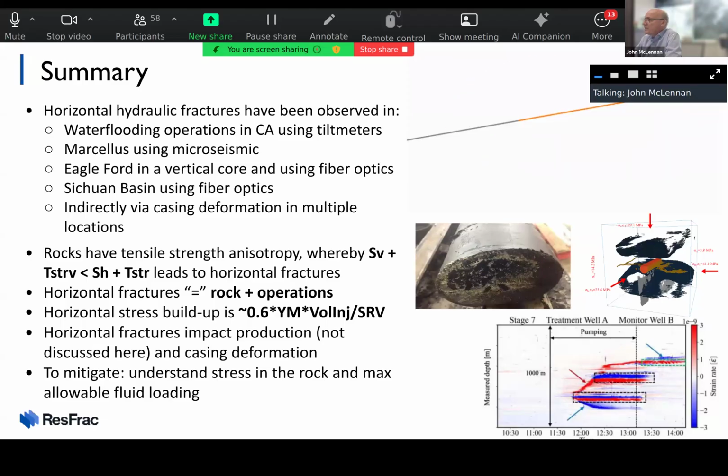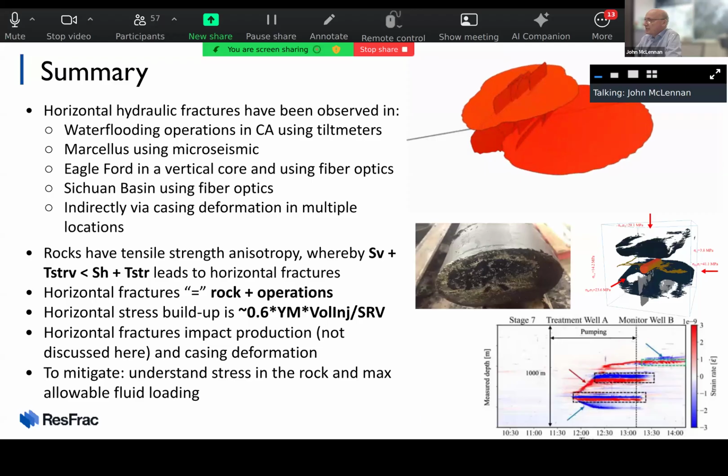Okay, the next question's from Ed Sieberts. Ed enjoyed your talk, and he's wondering how much frac width do you see in the simulated horizontal versus vertical fractures during propagation? And he's wondering whether you can get 100 mesh sand into it.